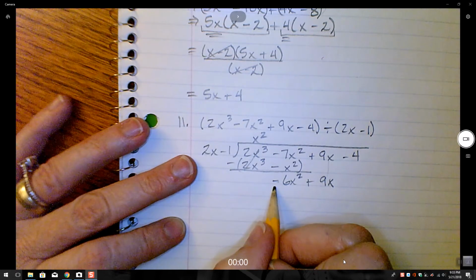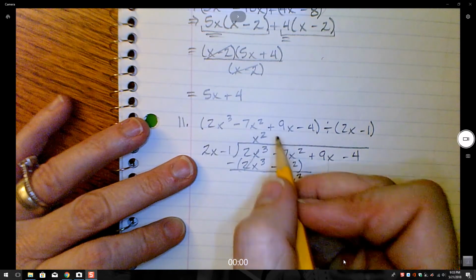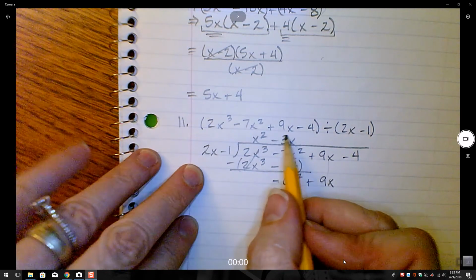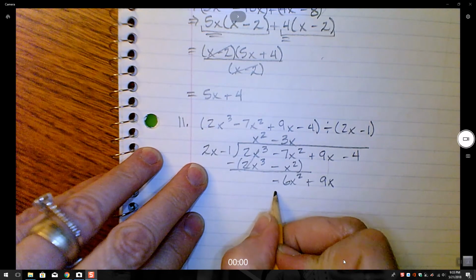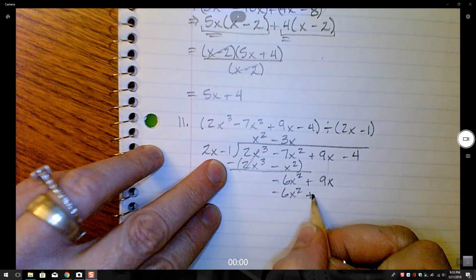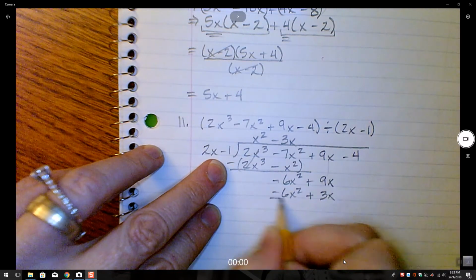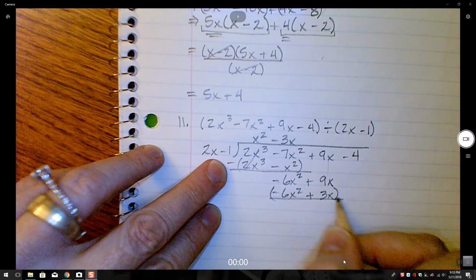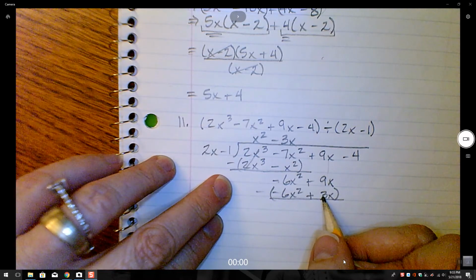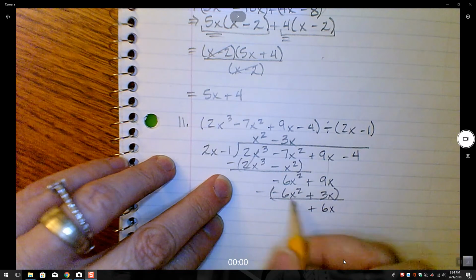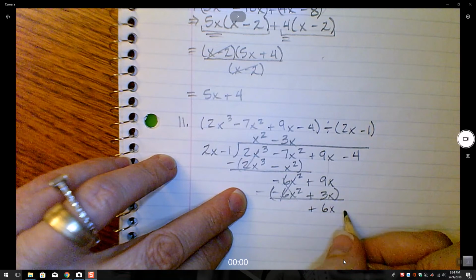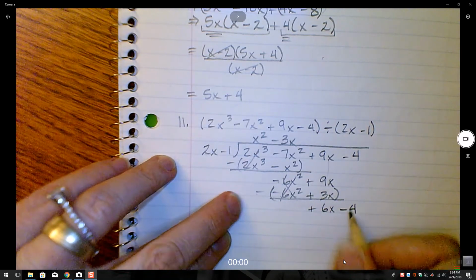So 2x times something equals negative 6x squared. I think negative 3x will do that for us. Negative 3x times 2x is going to be negative 6x squared. Negative 3x times negative 1 is going to be positive 3x. So subtracting that, 9x minus 3x is going to leave us with 6x. Negative 6x squared minus negative 6x squared cancel each other out, and I'll bring down my negative 4.